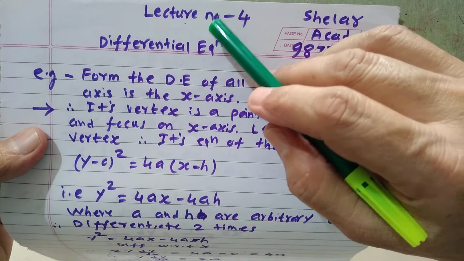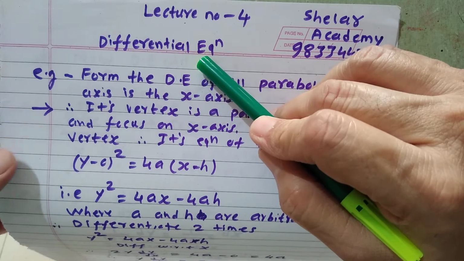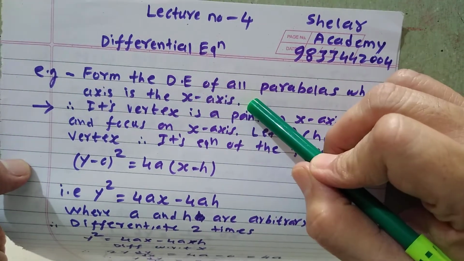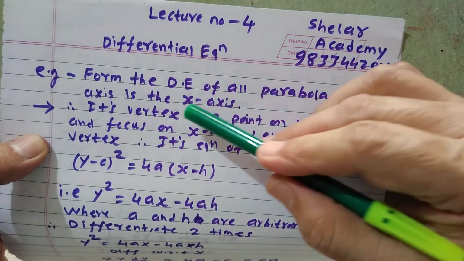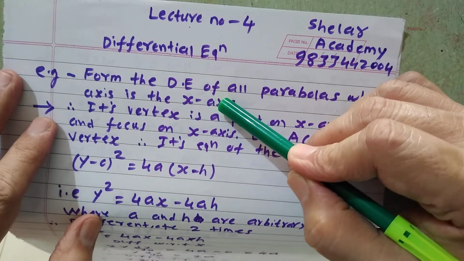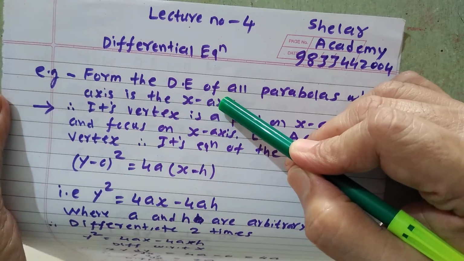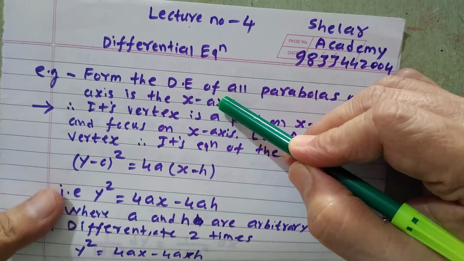Students, lecture number 4 for the chapter differential equation. Now again one more example, you will see how to form the differential equation of all parabolas whose axis is the x-axis. In such type of example, first we have to form the equation, and then depending upon the arbitrary constants, we have to differentiate that many number of times.